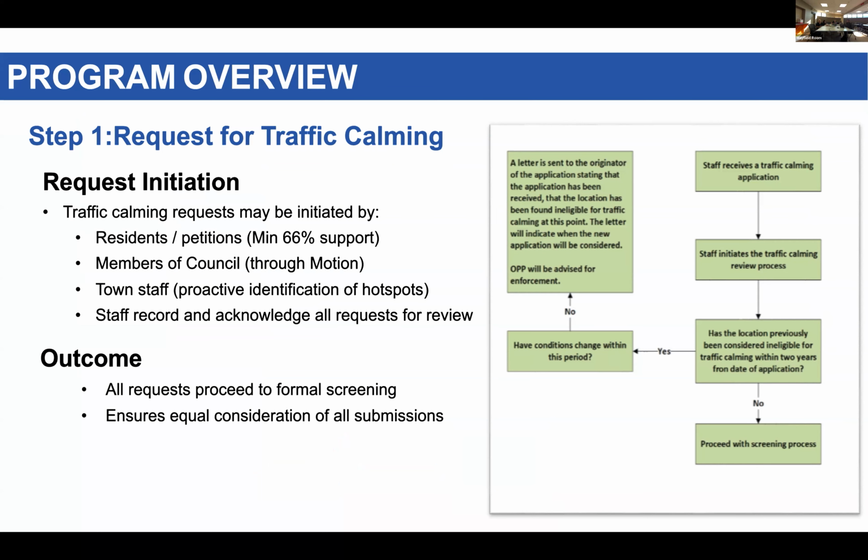Now that you have seen the overall process, let's look at each step in more detail. Step one is the request, the initiation stage, which shows how the traffic calming request gets started. The request can come in many ways, including residents through a petition, a member of council through a motion, or town staff who can identify potential problems in the area through proactive reviews. Once received, the traffic team records and acknowledges all the requests. At this point, all the requests move over to the screening stage for equal consideration.